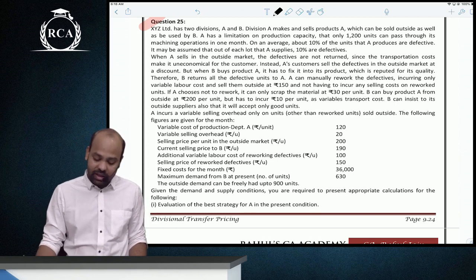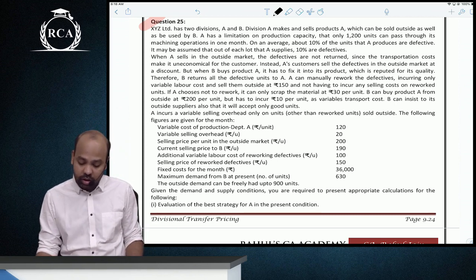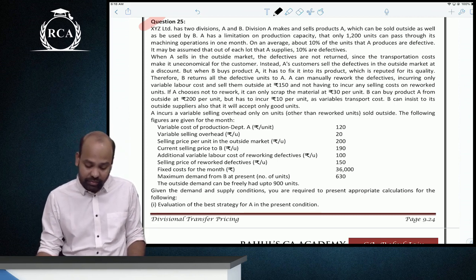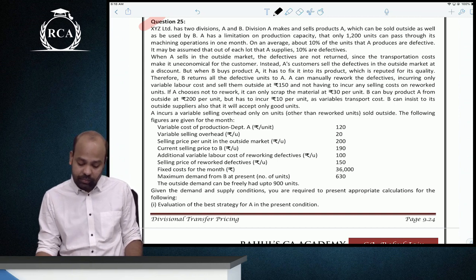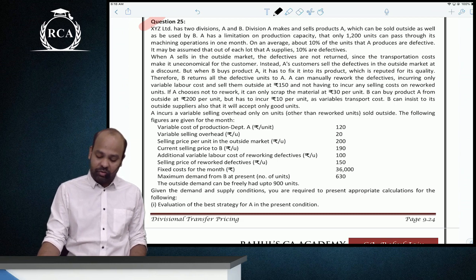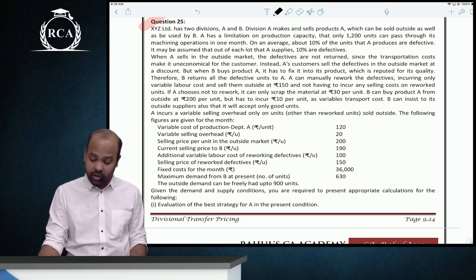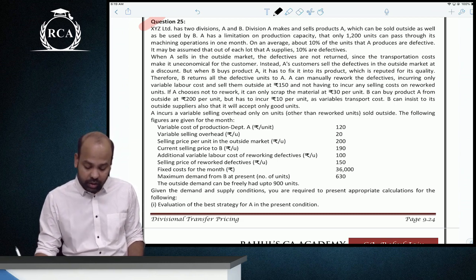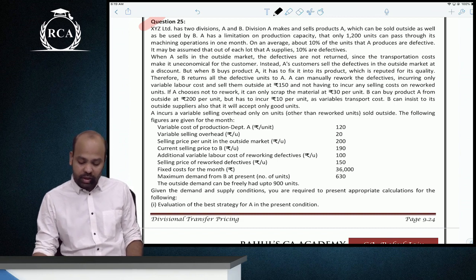When A sells in the outside market, the defectives are not returned since the transportation costs make it uneconomical for the customer. Instead, A's customers sell the defectives in the outside market at a discount. But when B buys product A, it has to fix it into its product, which is reputed for its quality. Therefore, B returns all the defective units to A.